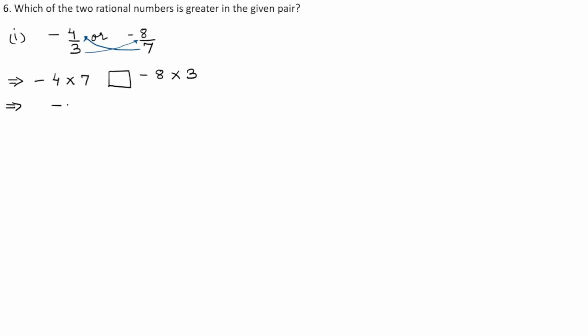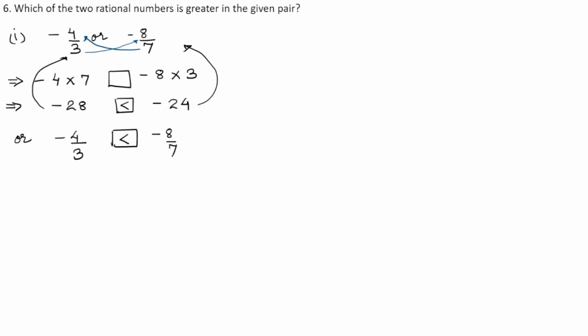So you get here minus 28 and here you get minus 24. Now on comparing minus 28 and minus 24, minus 24 is greater, right? Now minus 24 belongs to this rational number and minus 28 is from this rational number's side. So we will just rewrite the number as minus 4 by 3 is smaller than minus 8 by 7. So that easy it is.